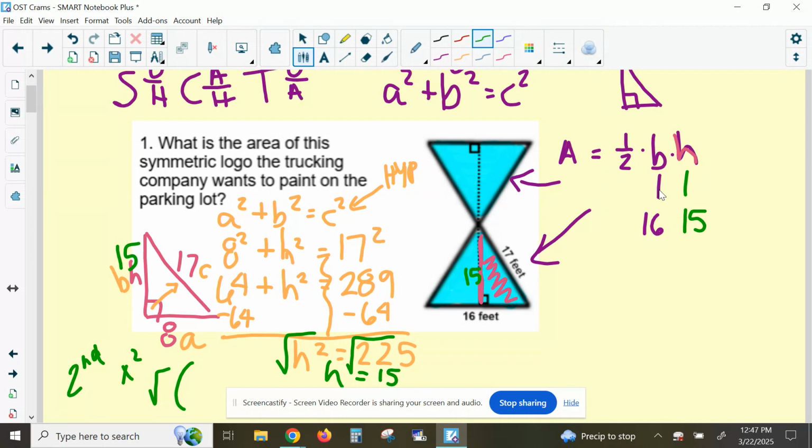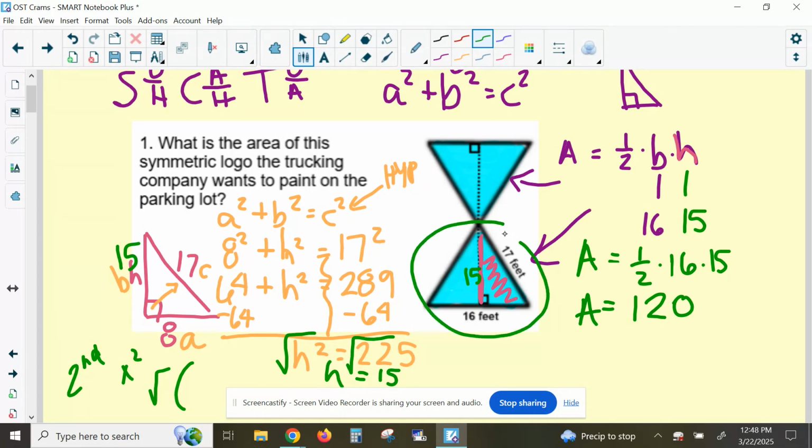So the area of this bottom triangle only is 1/2 times 16 times 15. Remember, if you're going to use the 1/2, you do 1, then use your ABC button, and then 2. So I get 120 as my area. But remember, that was just the area of this triangle.